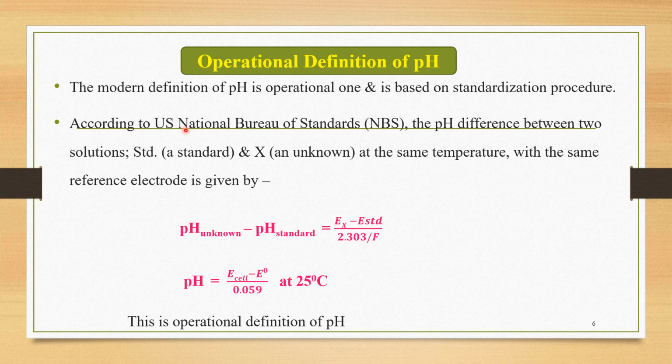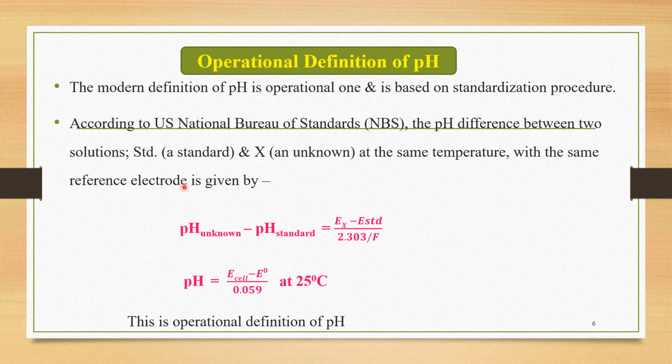According to the US National Bureau of Standards, that is NBS, the pH difference between two solutions, one standard and the second unknown, at the same temperature with the same reference electrode is given by the following. We have to take two different solutions. One is a standard solution and the second is an unknown solution whose pH we want to measure or determine. So we have to take into consideration the pH difference between these two solutions at the same temperature with the same reference electrode.